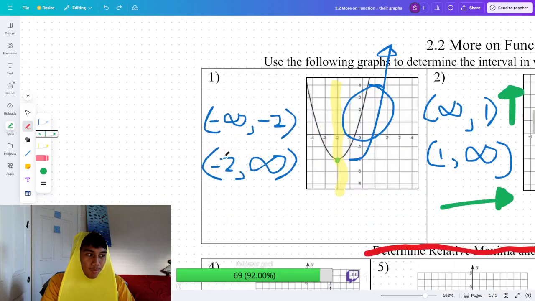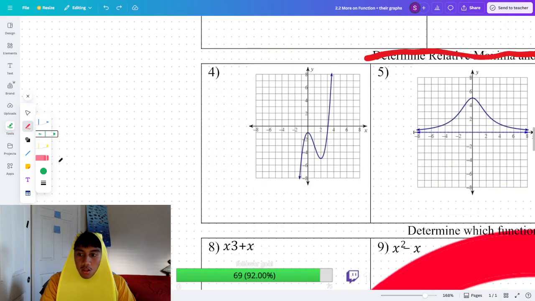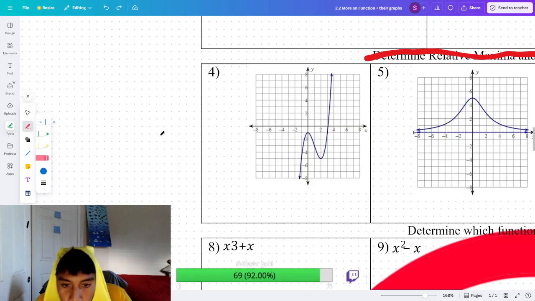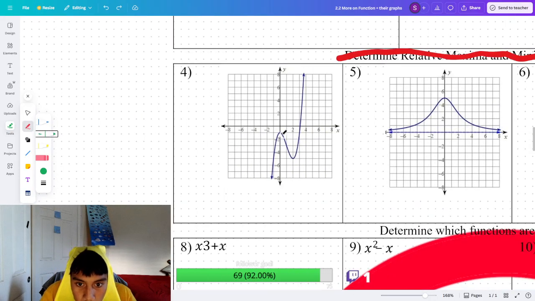Question number 4. We got a little trickier one. Here we have what I see is 2 different plots.